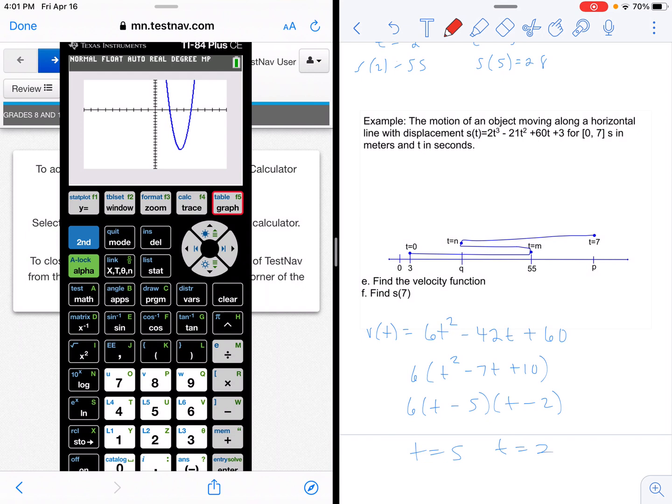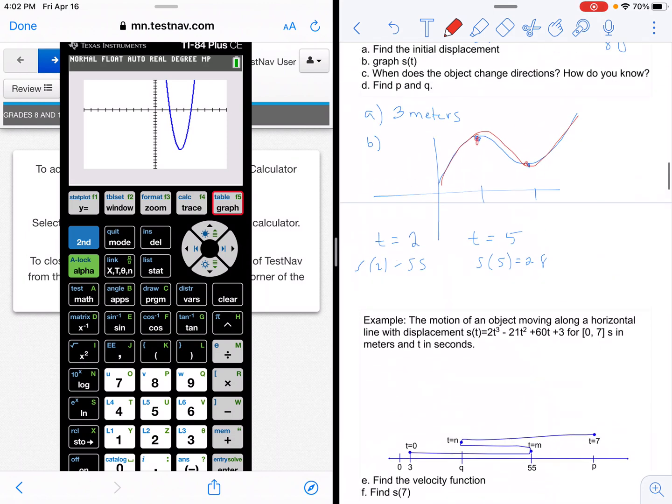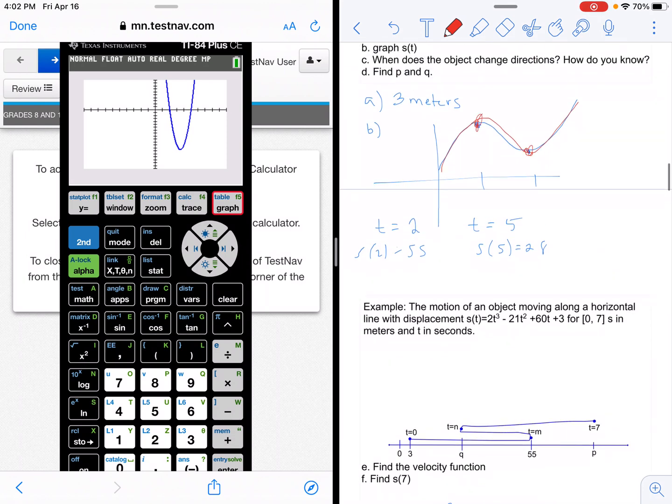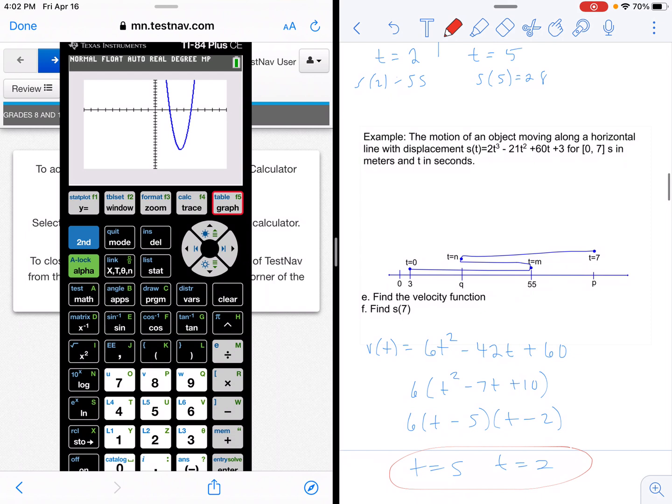Algebraically, you can find the zeros of your velocity function, and the zeros of the velocity function are going to tell you where your point is not moving left or right. So they're stationary points. And we got t equals 5 and t equals 2. Those are these same values. And when I graph my velocity function, you can look at my picture right here. You can see that this velocity function does have zeros at t equals 2 and t equals 5.